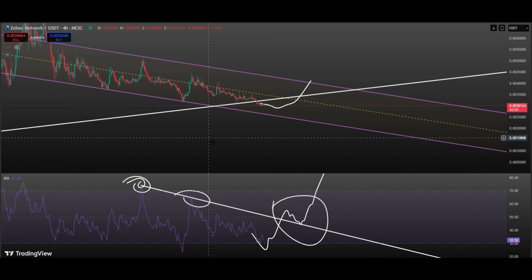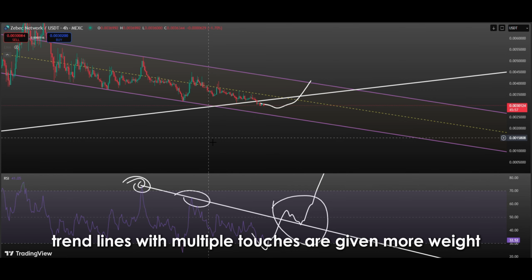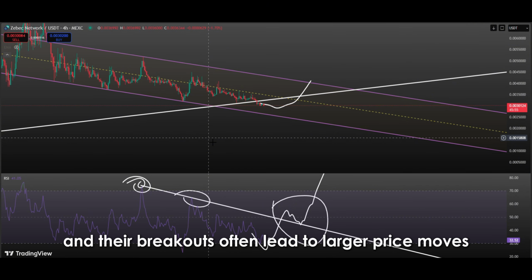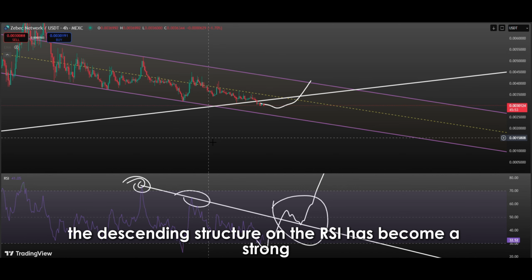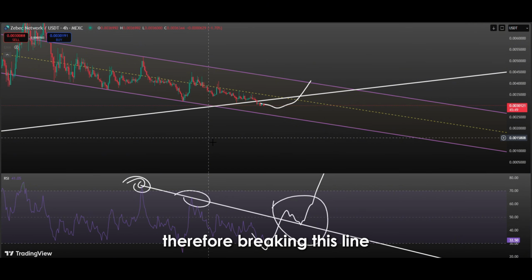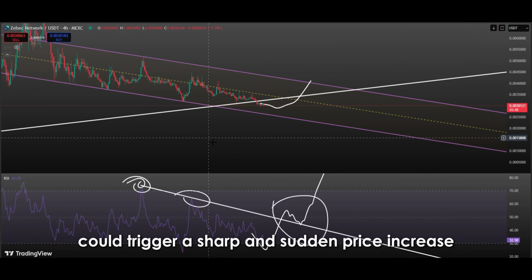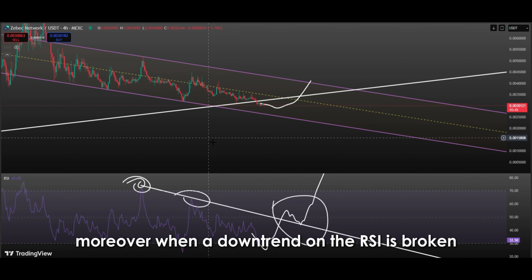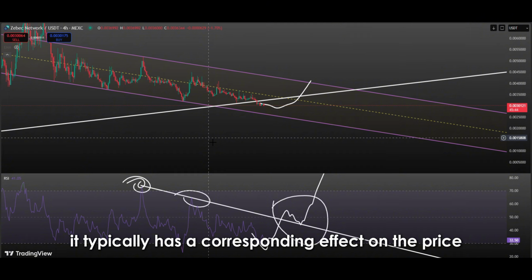more reliable. In technical analysis, trend lines with multiple touches are given more weight by traders, and their breakouts often lead to larger price moves. Currently, the descending structure on the RSI has become a strong technical resistance with multiple touches. Therefore, breaking this line could trigger a sharp and sudden price increase not only on the RSI but also on the price chart.